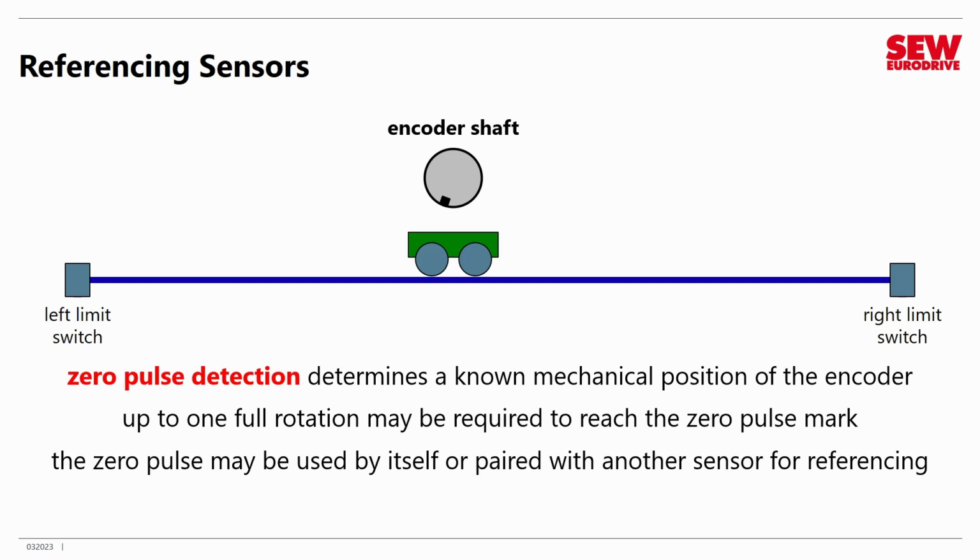There's one referencing mode that just uses it, but it's often paired with another sensor where you trip a sensor and then you keep rotating until the zero pulse happens. Let me show you an example of just zero pulse by itself. You move, and as soon as that pulse comes, you say, all right, I got the zero pulse, stop, I'm done. I'll show you how this works for referencing in just a minute.